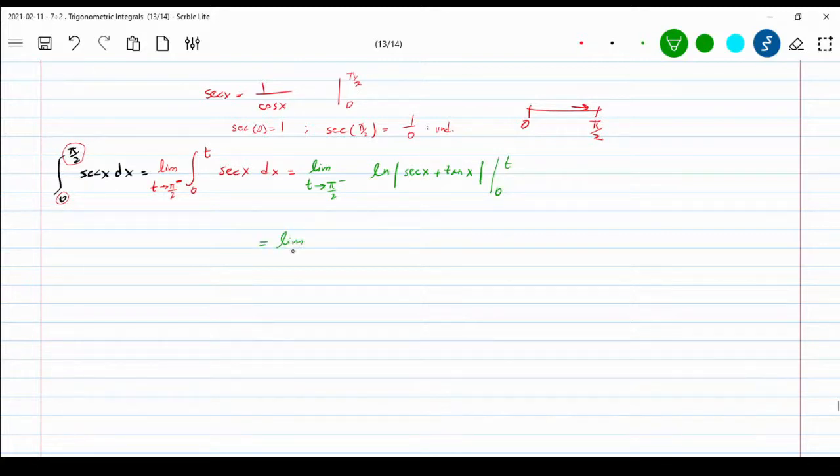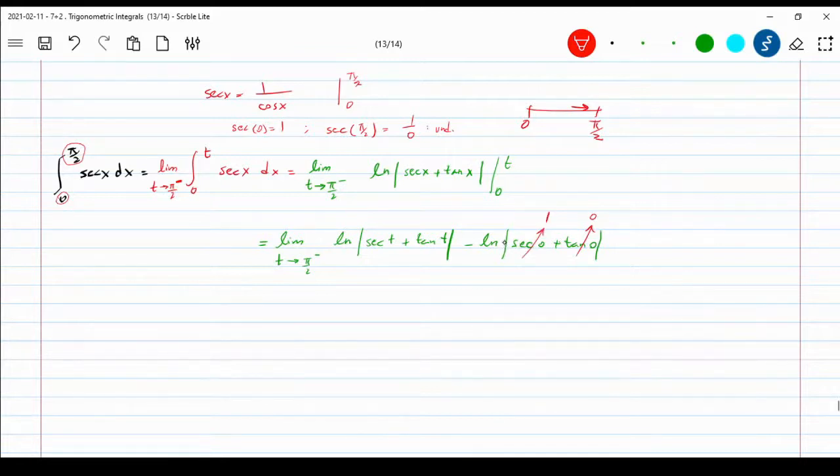This would be the limit as t approaches pi half from the left-hand side of ln of the absolute value of secant t plus tangent t, minus ln of secant 0 plus tangent 0. Okay, let's deal with the constant. Tangent 0 is simply 0. Secant 0, we calculate that as 1. So what you have is ln of the absolute value of 1. What is ln of 1? It is 0. So this term is simply 0.